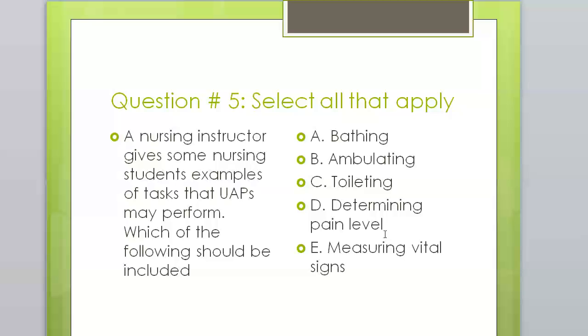I think the wording should be analyzing pain level, which might be a better word to use rather than determining, and then we know for sure that a UAP cannot analyze any type of data that the patient provides for the nurse. Okay, so there you go.